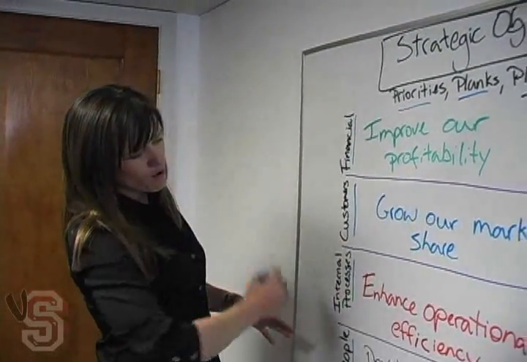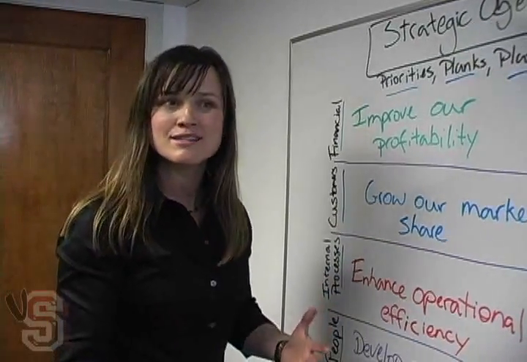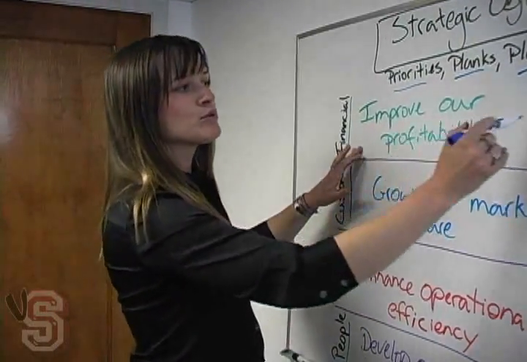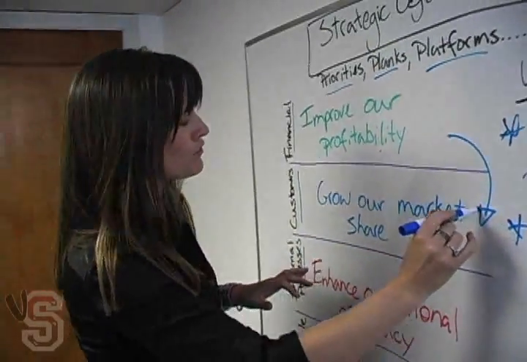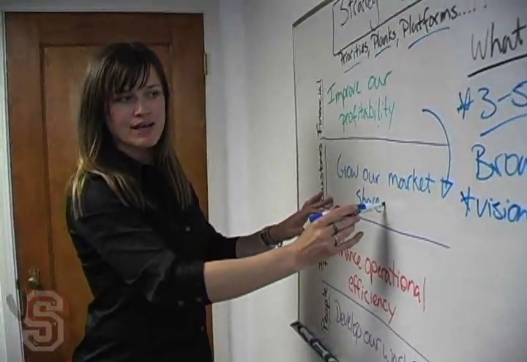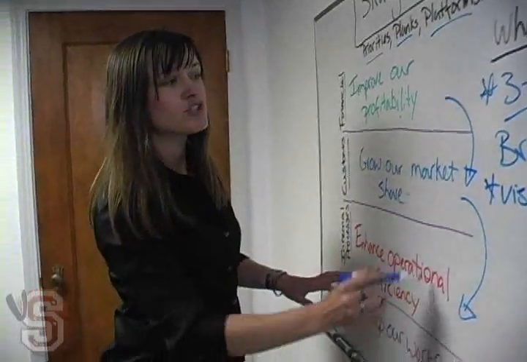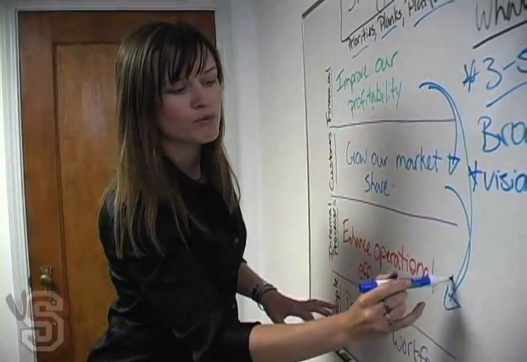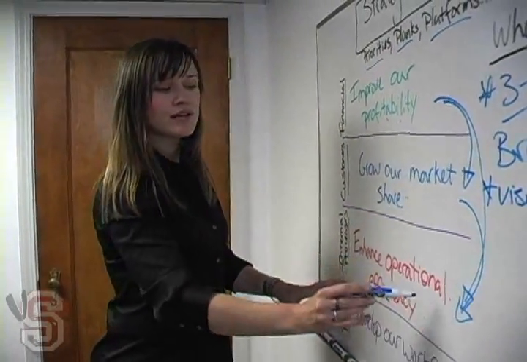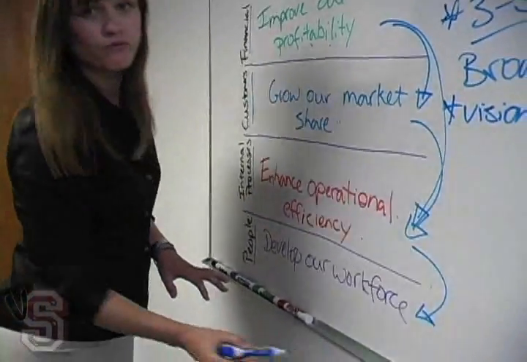So let's look at how all of this comes together. It tells a story of your strategy, back to that architect idea. If we're trying to improve our profitability, how do we do that? Well, we do that through growing our market share. And how do we grow our market share? By enhancing our operational efficiency. Now, by enhancing our operational efficiency, we're also going to be more profitable, correct? And how do we enhance our operational efficiency? We need to develop our workforce.